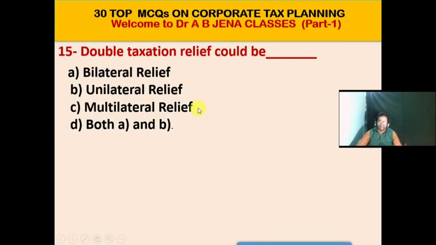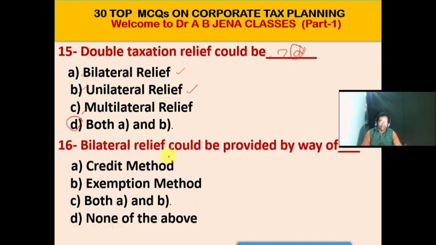So next MCQ. The double taxation relief could be what? A. Bilateral relief, B. Unilateral relief, C. Multilateral relief, D. Both A and B. Friends, D is the right option. The double taxation relief would be the bilateral relief as well as the unilateral relief. So D is the right option for this MCQ.